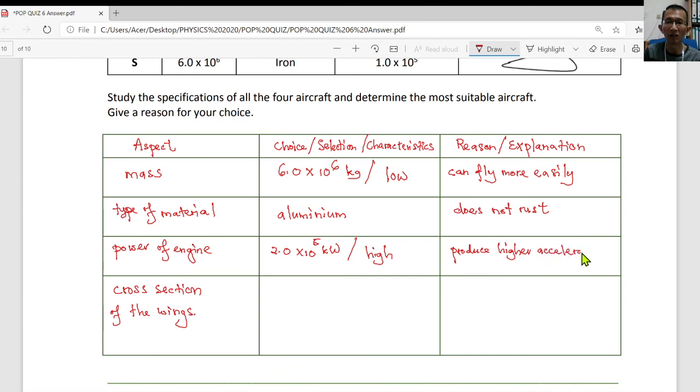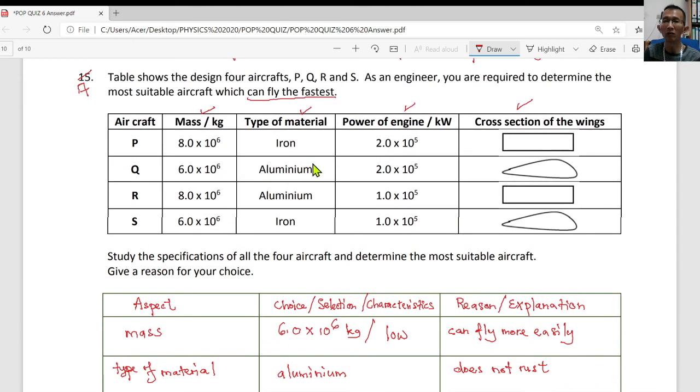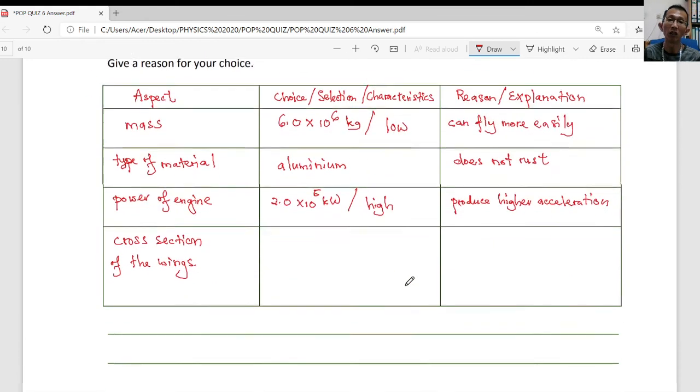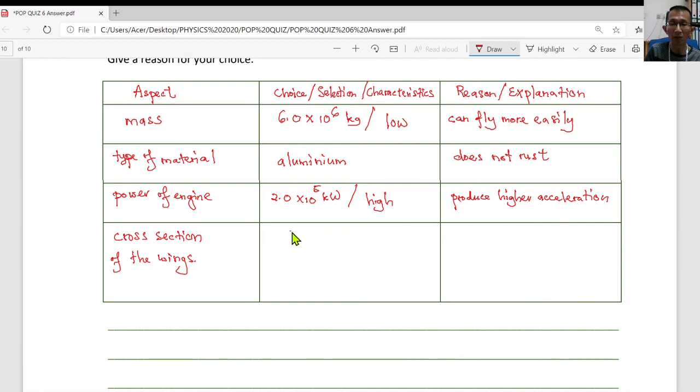Acceleration. Okay, next. What about the cross section of the wing? So you also have two choices. You have a rectangle here, and here, what shape do we call this? This is streamline. So definitely we are going to choose streamline. Suppose that you don't know the term to be used. Well, no problem. Just draw it.